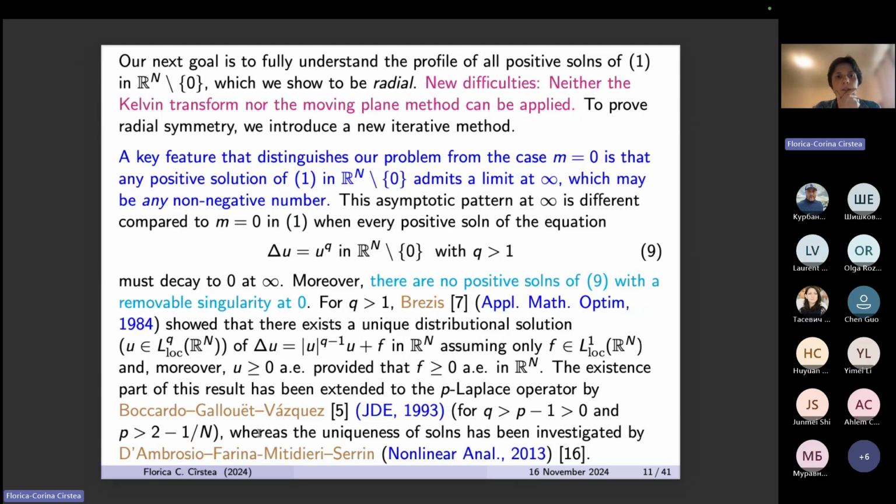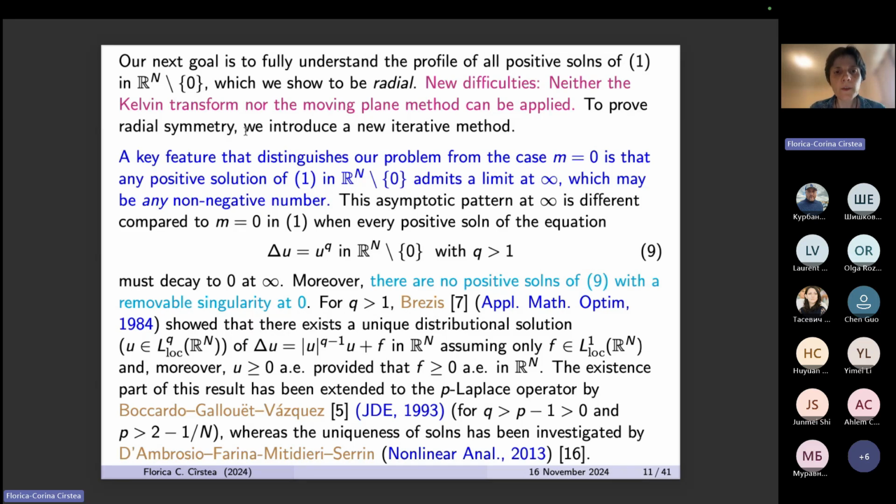Now, here there are new difficulties. If you look at applying the standard Kelvin transform that I was describing yesterday, it's not convenient to use such a Kelvin transform because you have the gradient factor in the right-hand side. We could not apply the moving plane method. So in order to prove the structure of our solutions and the radial symmetry, we introduce a new iterative method, and I would like to give you some of the main ideas in that iterative method.